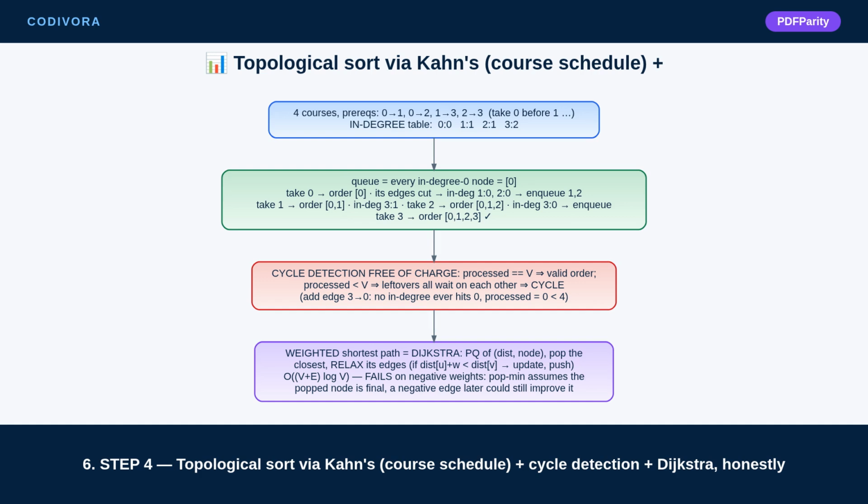Next, weighted shortest path equals Dijkstra. Use a PQ of (dist, node), pop the closest, relax its edges: if dist[u] plus w is smaller, update and push. Complexity is O((V plus E) log V). It fails on negative weights. Pop-min assumes the popped node is final, but a negative edge later could still improve it.